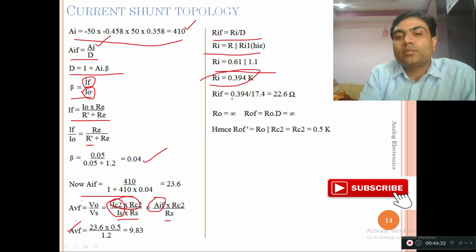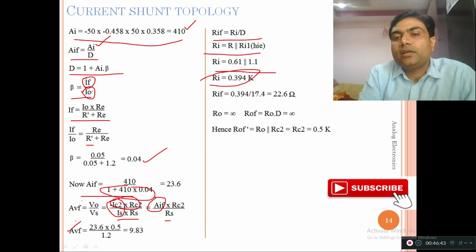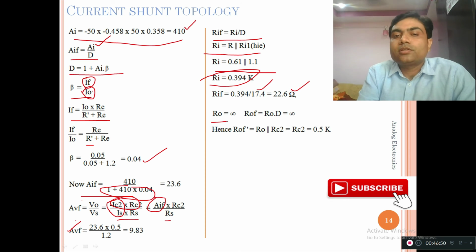So RIF is nothing but 0.394 upon 17.4. 17.4 is nothing but the value of D. So put the value of AI and beta like this. This is D. This comes out to be 17.4, and the value of RIF is nothing but 22.6 ohms. Now again, RO is equal to infinity.